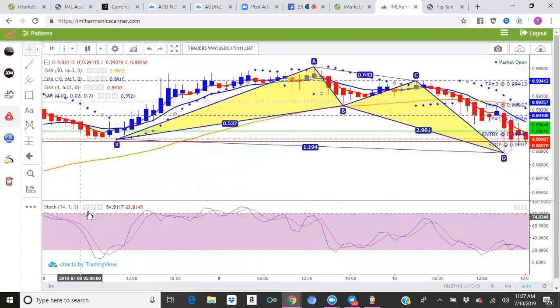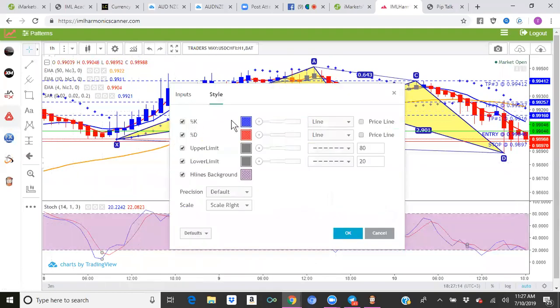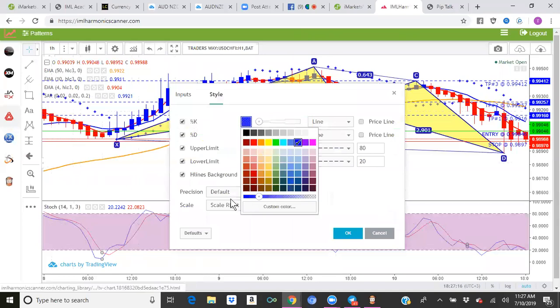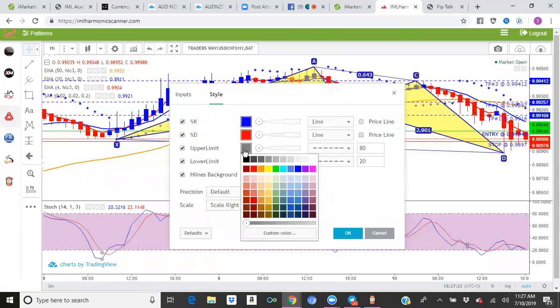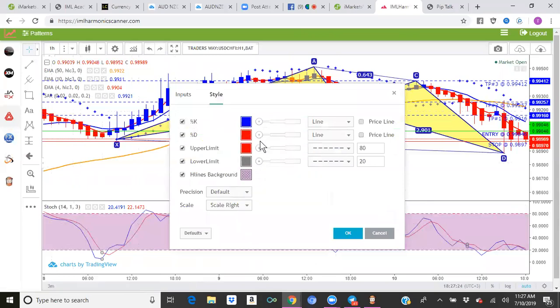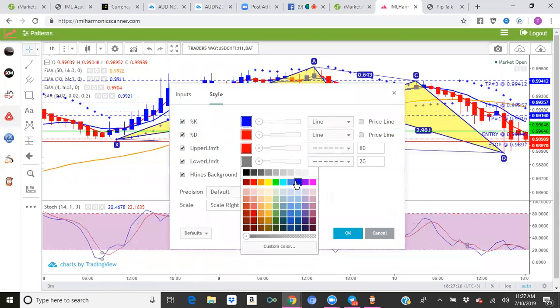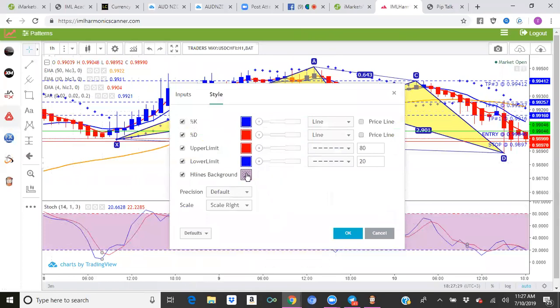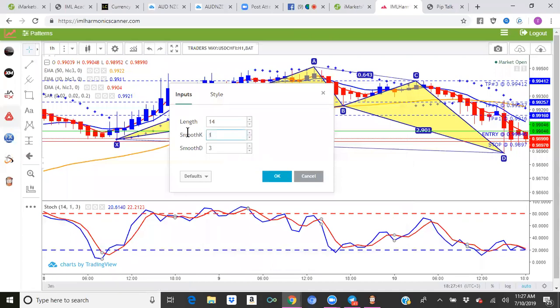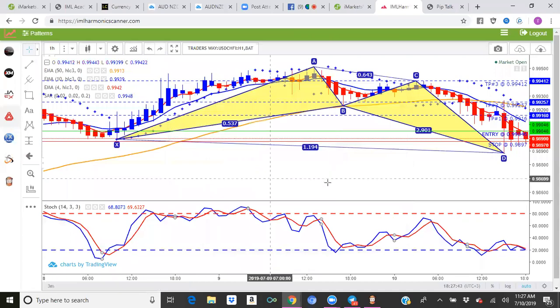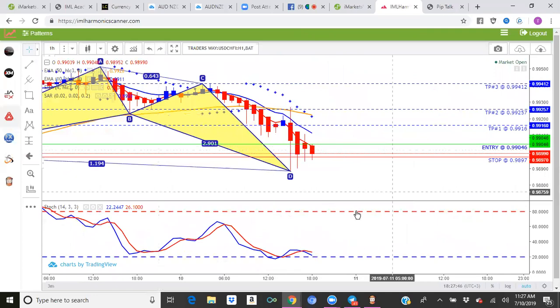That's it. For your stochastic, I like to make my colors darker. My upper, I make it red because I know I'm looking to sell. My lower, I make it blue or green because I know I'm looking to buy. I take the H lines background off. You leave it at 80 and 20, and I make my lines thicker. And for your input, it's 14, 3, 3. There you have it. That's the strategy that I use.